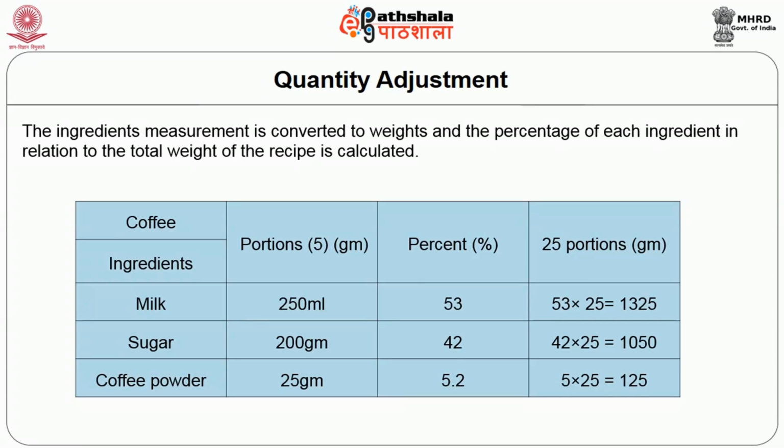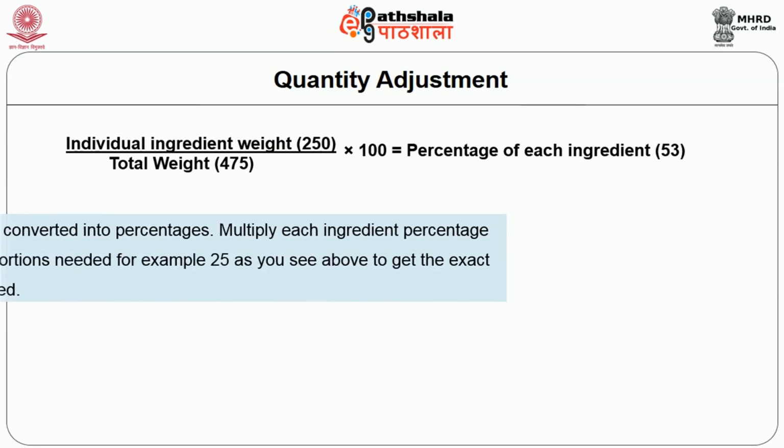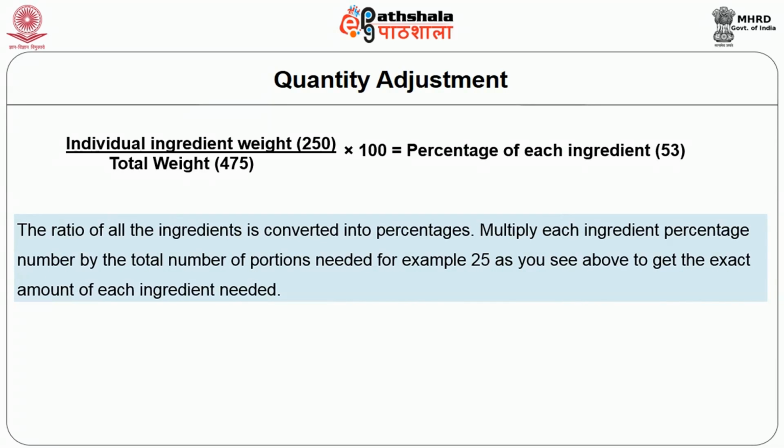For example, let us take the making of coffee as an example. In the preparation of coffee for 5 portions, it is seen that 250 ml is required and the percent for the ingredient, namely milk, is 53% of the total weight. This percentage is calculated by the formula: individual ingredient weight multiplied by 100, divided by the total weight, equals the percentage of each ingredient. The ratio of all the ingredients is converted into percentages.